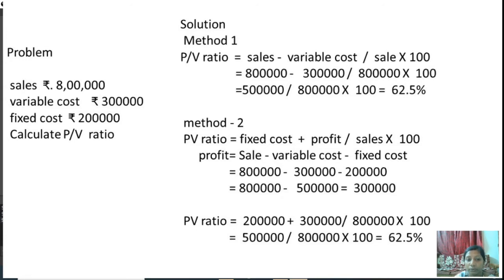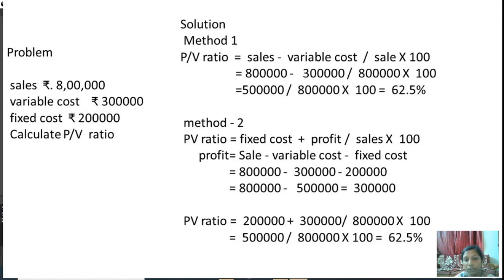Here we apply the formula PV ratio equals fixed cost plus profit divided by sales into 100. In the problem, the information is only about the sales, variable cost and fixed cost. The missing information is profit. Fixed cost and sales are given in the problem, but we are missing the profit amount. So now we calculate the profit amount.